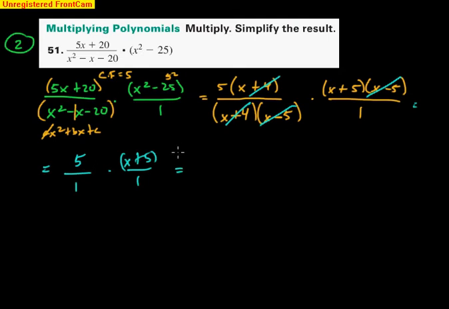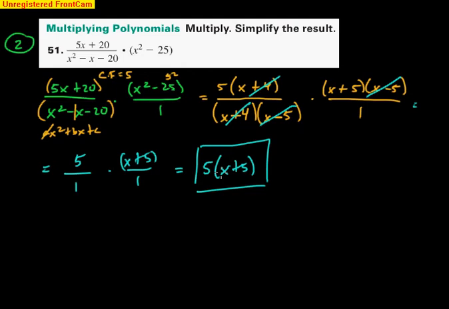And now we just multiply straight across. You do not need to multiply that out. 5 times x plus 5. The ones in the bottom don't matter. And there we go. And again, that's because it's on the top, right? If it was on the bottom, the one on the top would matter. If there was a 1 on top and the thing's on the bottom, it'd be 1 over that. But it's the other way around.